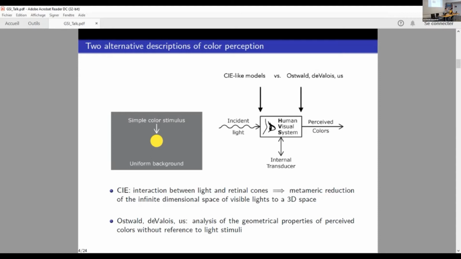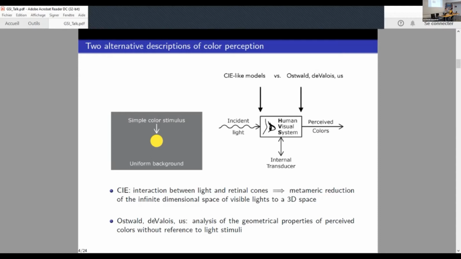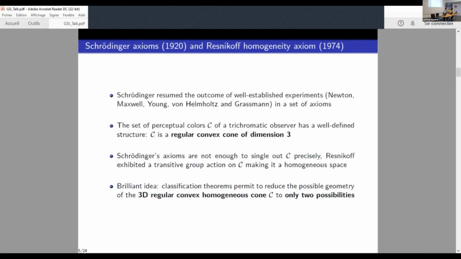Instead, other researchers, for example, Oswald, Devalois, us, and other people, decided to put themselves here. So to study not the interaction between physical lights and the retina, but the intrinsic properties of perceived colors. We will see that these properties are nice and numerous enough in order to study the space of perceived colors without resorting to the incident light. Let's see how to do it.